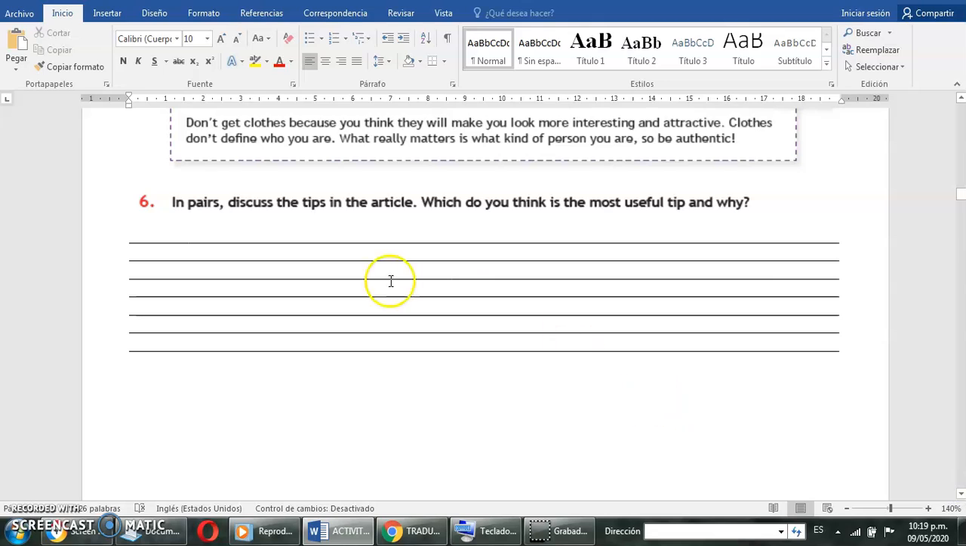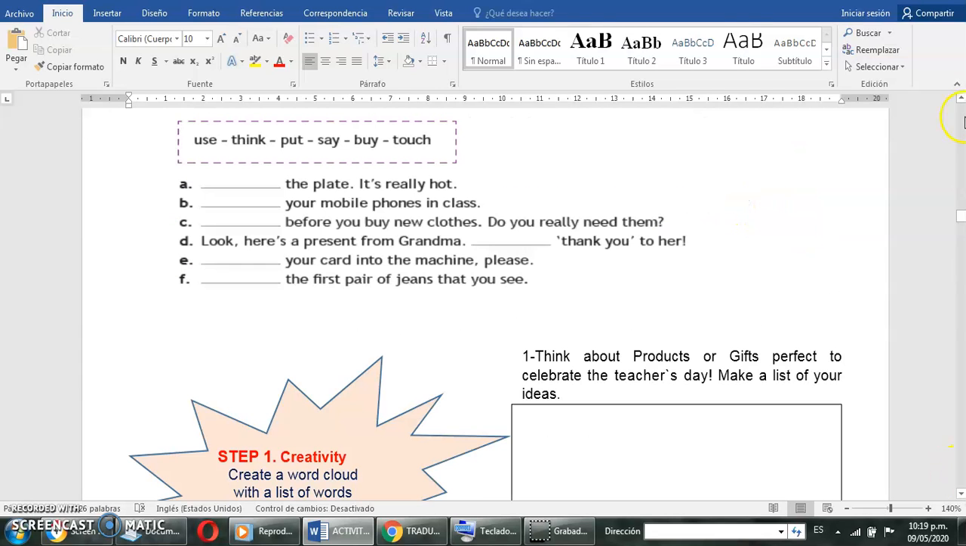next you have to discuss the tips in the article. In the article there are tips to have a very good clothing style. So you have to choose the most useful tip and why. What is the tip that you like the most?